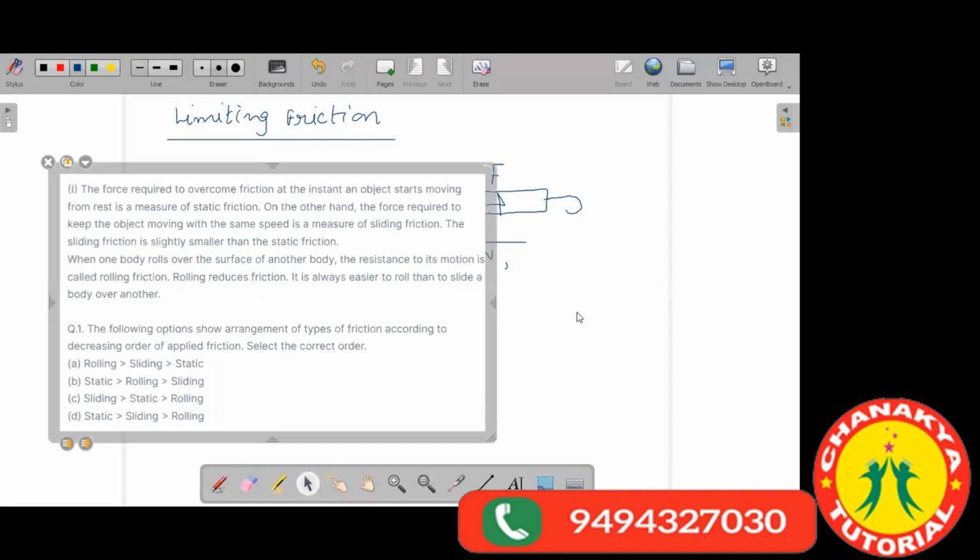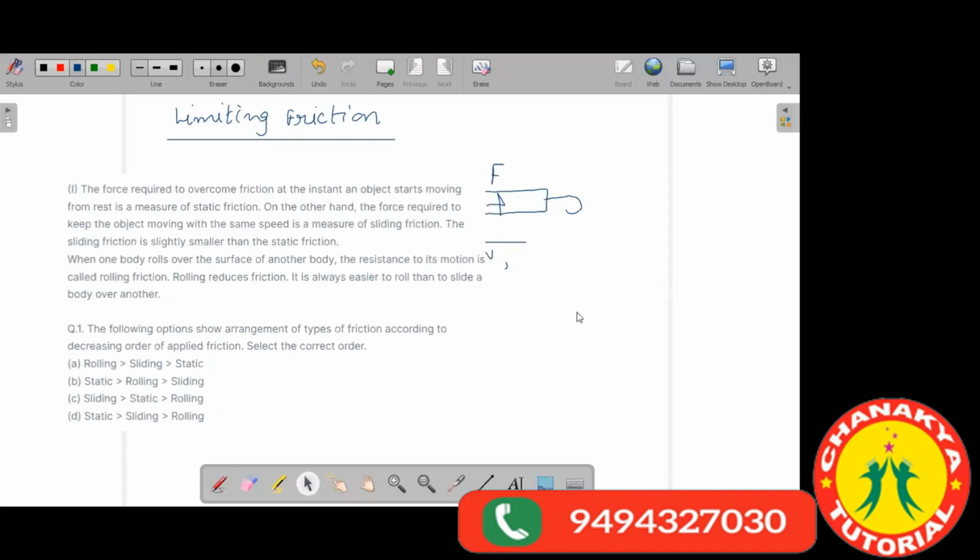The force required to overcome friction at the instant an object starts moving from rest is a measure of static friction. On the other hand, the force required to keep the object moving with the same speed is a measure of sliding friction. The sliding friction is slightly smaller than the static friction. When one body rolls over the surface of another body, the resistance to its motion is called rolling friction. Rolling reduces friction. It is also easier to roll than to slide a body over another.